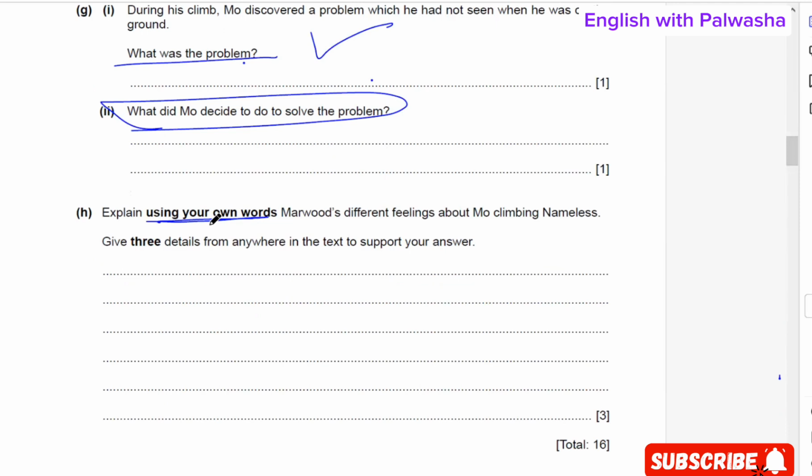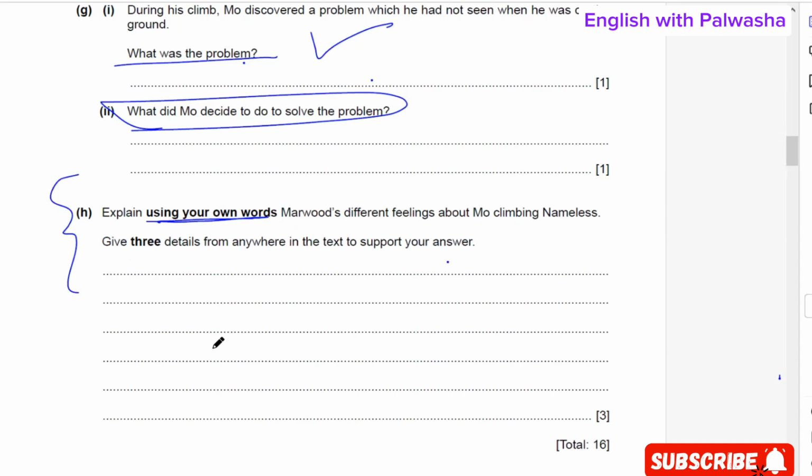Don't copy the text wordings, right? Explain in your own words Marwood's different feelings about Moo climbing Nameless. Give three details from anywhere in the text to support your answer. It's from anywhere in the text, okay, but it should be from Text A.